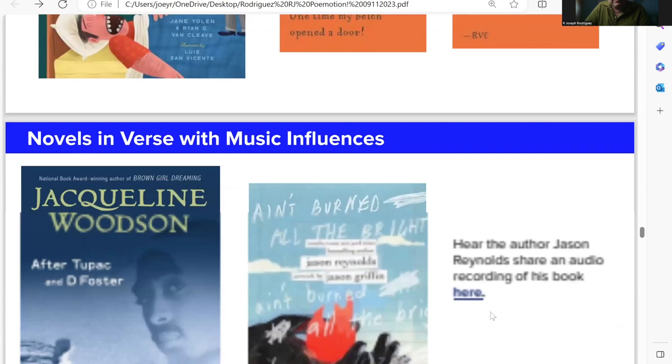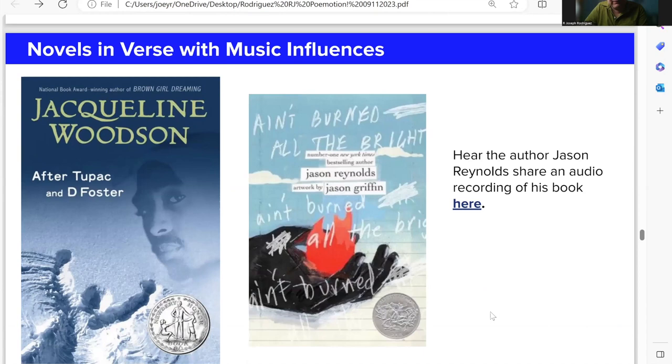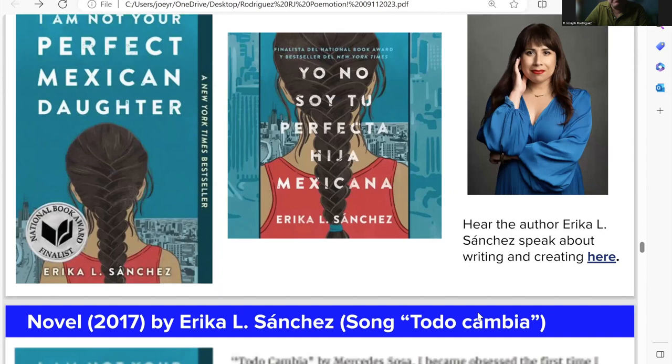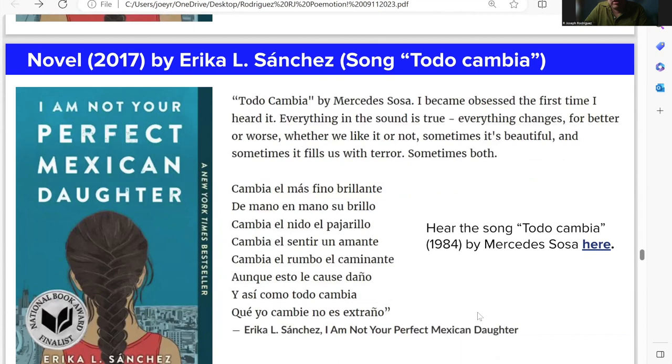These are three examples of novels in verse, or I'm sorry, two examples, although there are several by these authors, Jacqueline Woodson and Jason Reynolds. This particular novel by Erica L. Sanchez features a famous song of Latin America, and the name of that song is Todo Cambia, by the songwriter, artist, celebrated singer Mercedes Sosa.